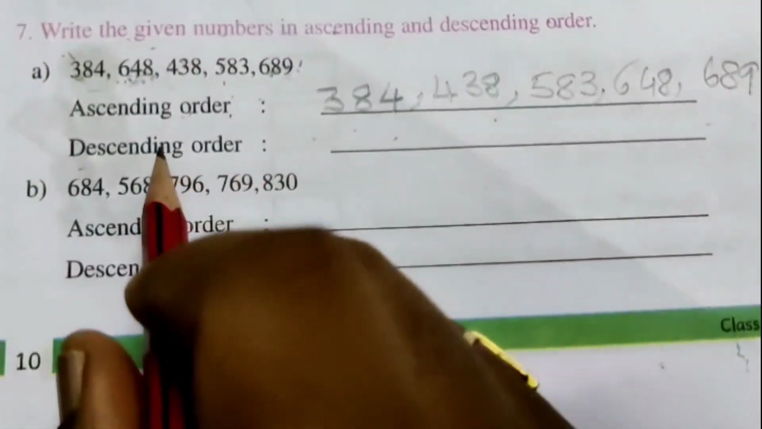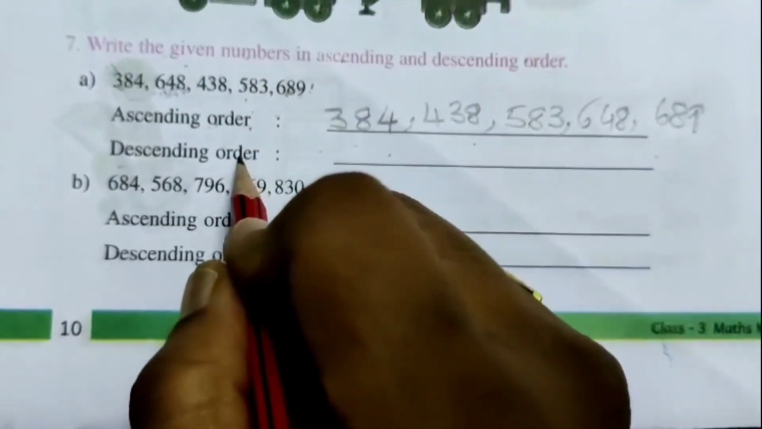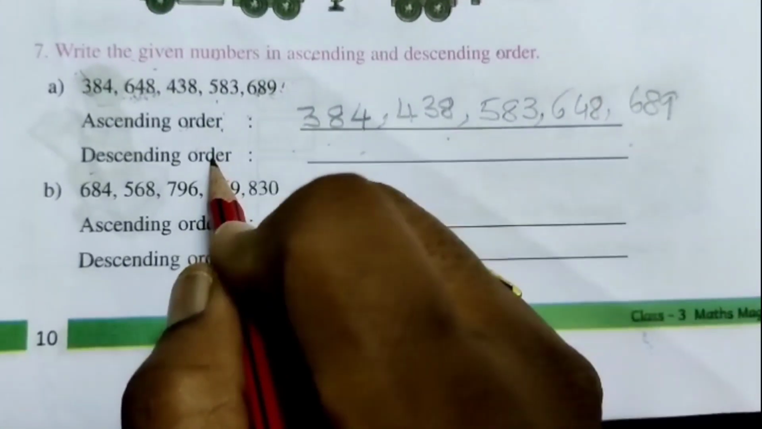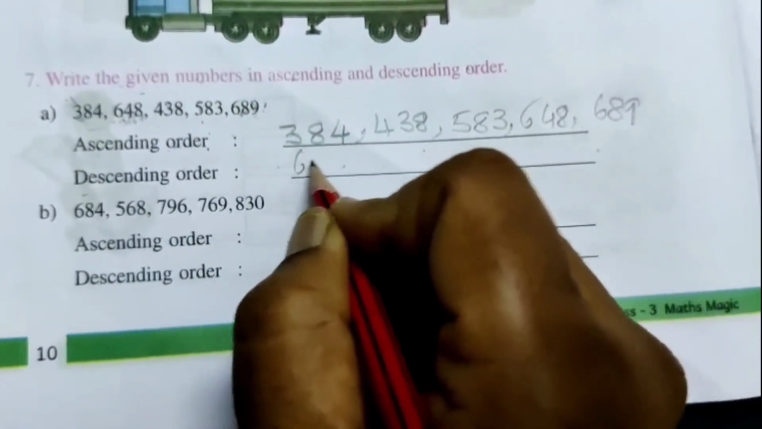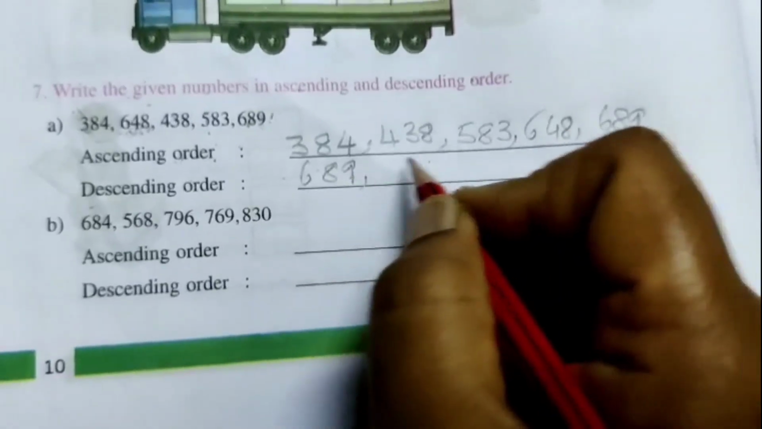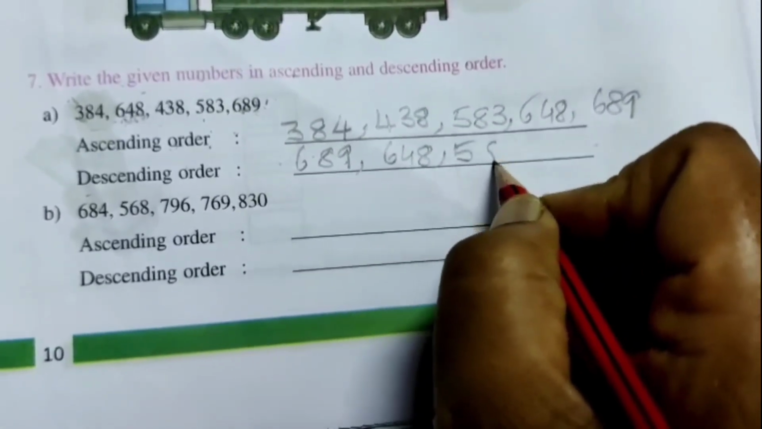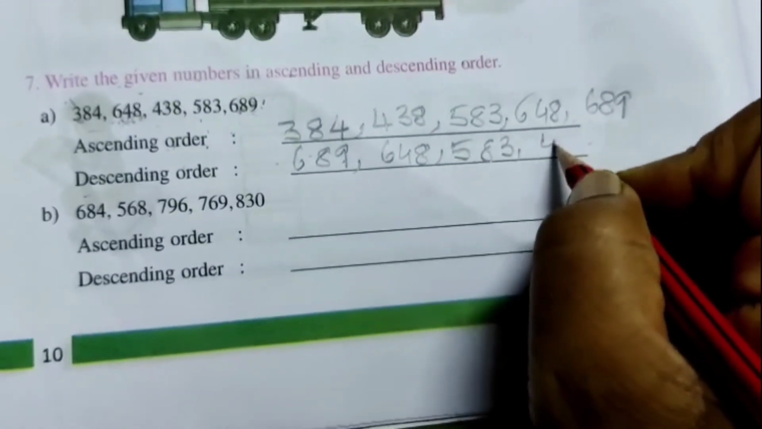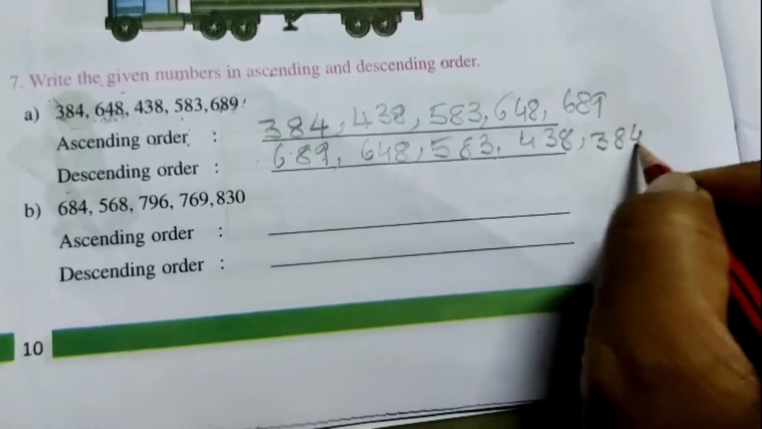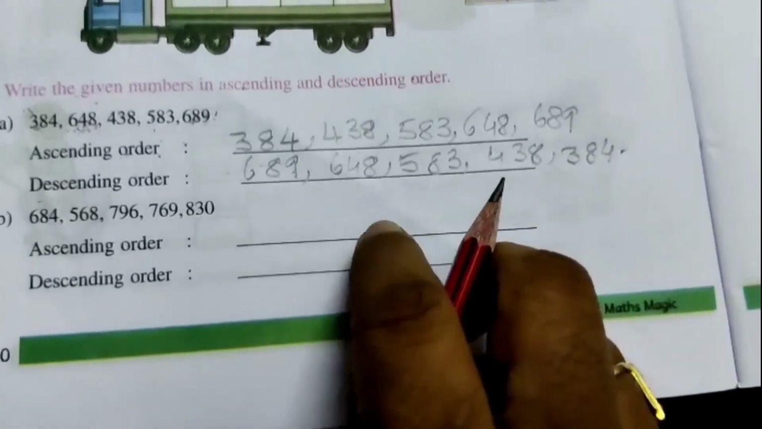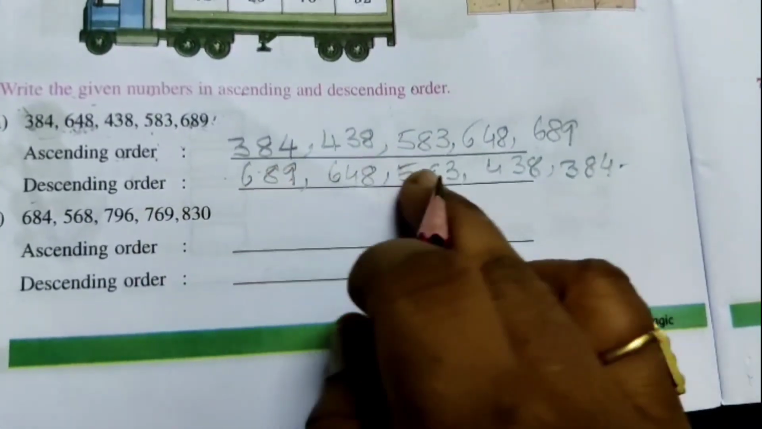Next, descending order. Descending order means we have to write from the biggest number to the smallest number. So, what is the biggest number here? 689. Then 648. Next, 583. Then 438. At last, the smallest number is 384. We can simply reverse the ascending order to write descending order correctly.